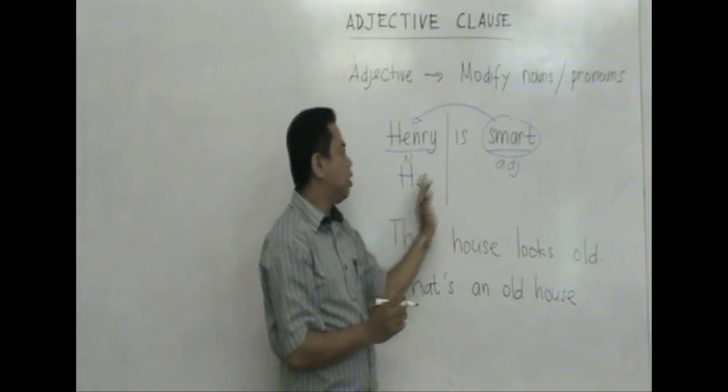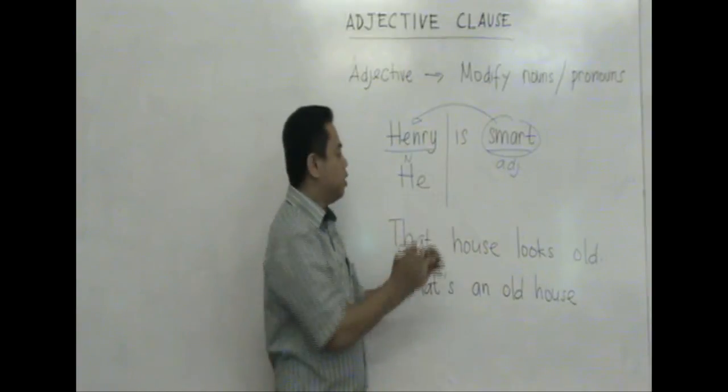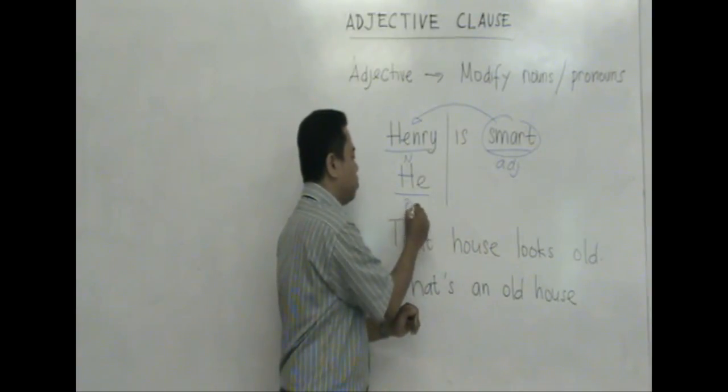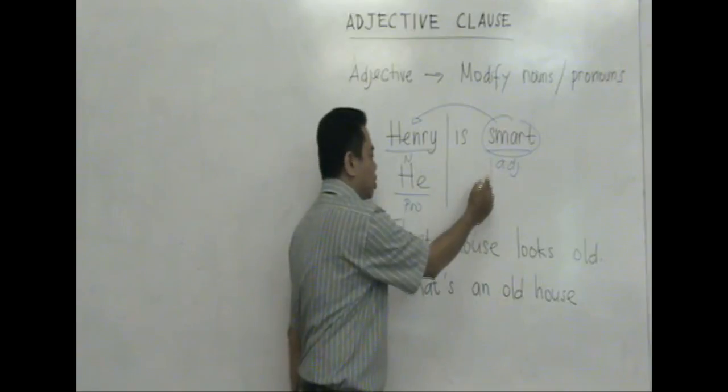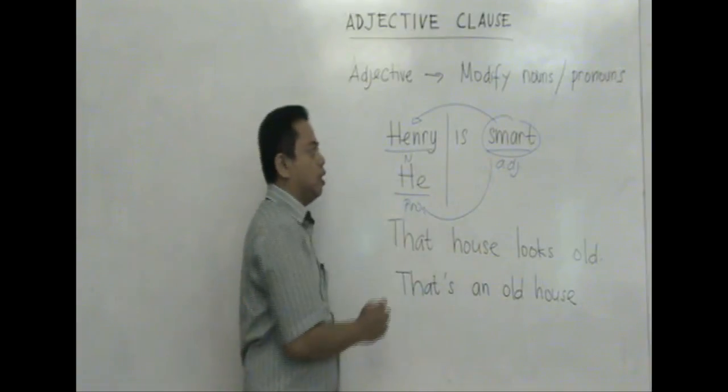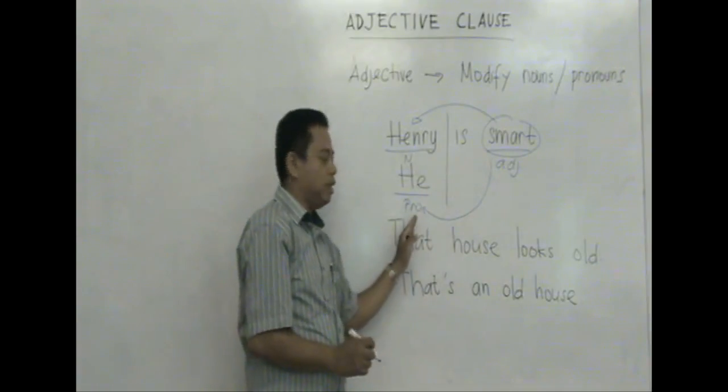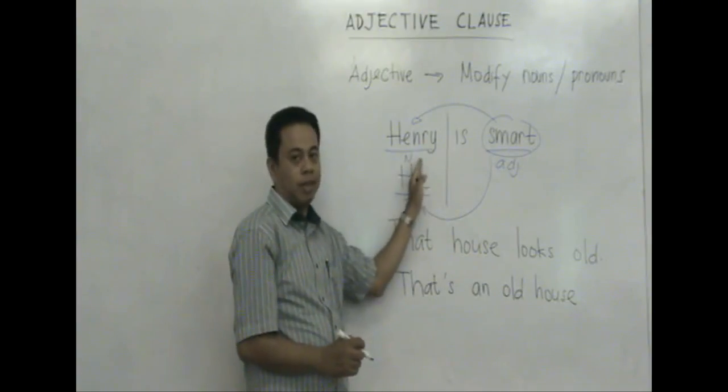Or let's take a look at this example. He is smart. So he is the pronoun. So smart also modifies he. So who is smart? He. Or who is smart? Henry.